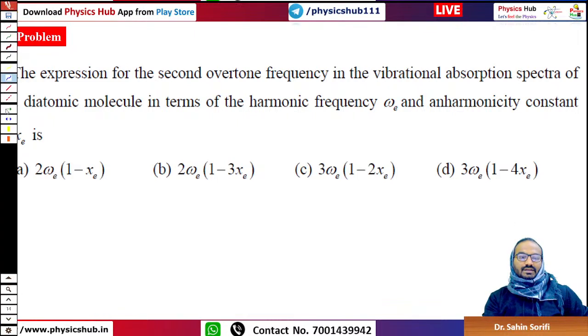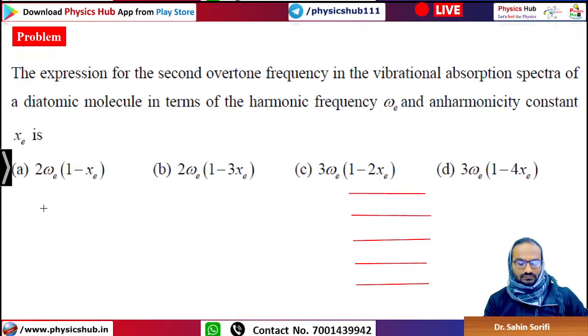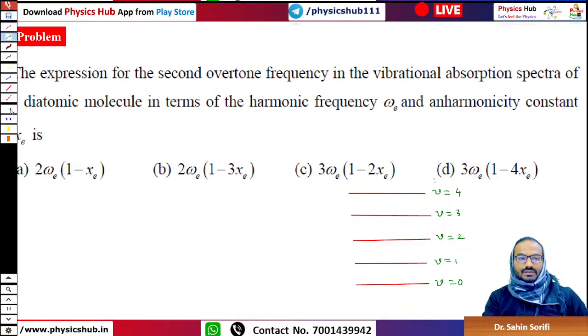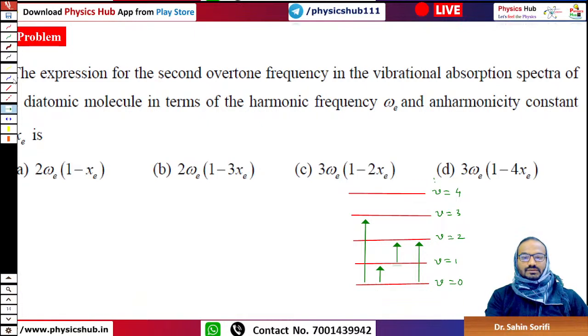So if I imagine in this way, let's say V equals 0, V equals 1, V equals 2, V equals 3, V equals 4, and so on. V equals 0 to 1, this is the fundamental band. 1 to 2, this is hot band. 0 to 2, this is first overtone. 0 to 3, it is second overtone. So this figure will help you to identify.